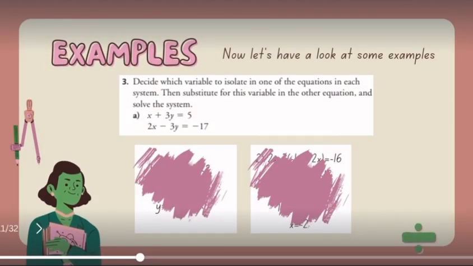Okay, so now we are going to start solving linear systems for these problems, and we are going to use the substitution strategy as I mentioned before. So let's go on to the first example. Here you can see the given. So let's read it. Decide which variable is isolated in one of the equations in each system. Then substitute for this variable in the other equation and solve the system. So you can see one example. Okay, so let's try to solve it together.